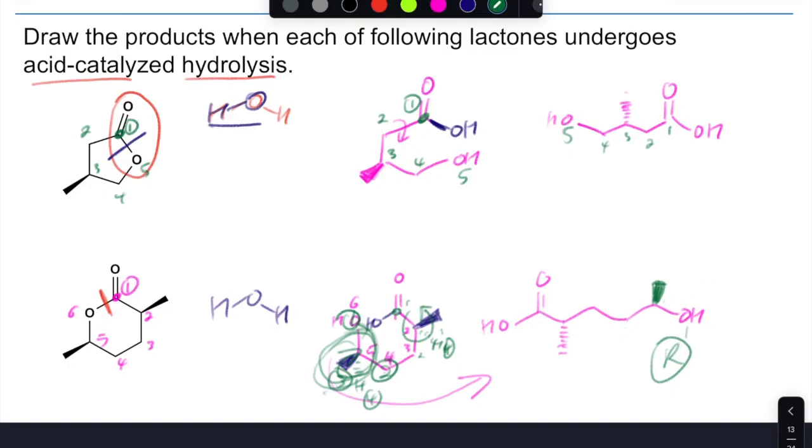The other one should be an S, so let's double check that. That's priority 1, 2, and 3. As it's drawn, it looks like it's an R center, but remember the hydrogen, number 4, is actually facing us. So that means this is actually an S center as it's drawn right here, with that methyl to the back. So that looks good. We should be correct now that we've straightened out this molecule.